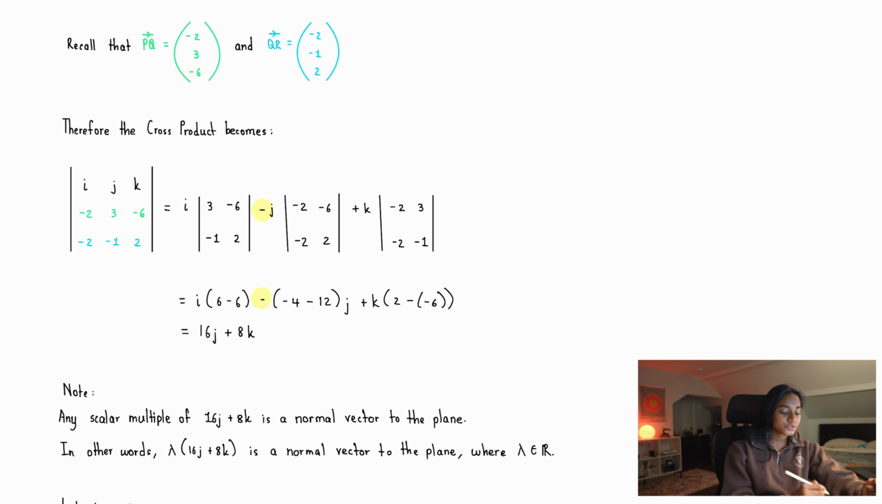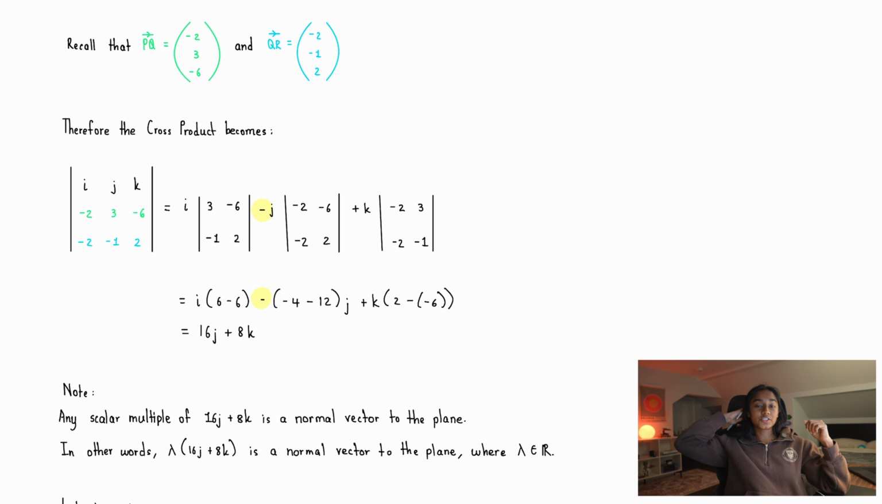To know what is in the 2x2 next to I, all we're going to do is cross out the row and column that I is in, and whatever is left is the 2x2. So we cross it out, and we'll have 3, minus 1, minus 6, 2. Same thing for j: minus 2, minus 2, minus 6, 2. Then for k, we cross it out, and it's the exact same thing as this.